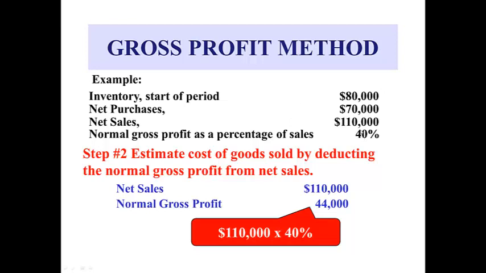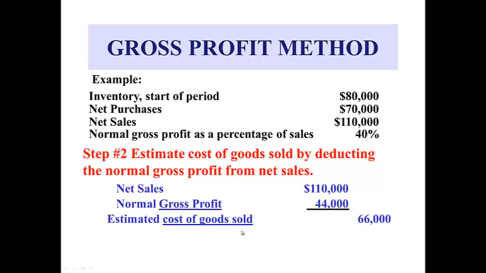So what we know is that 40% of the sales is gross profit. The other 60% is the cost. So in step two, we're going to take our net sales, subtract out the gross profit, which is $110,000 times the 40% to get $44,000. So that leaves our cost of goods sold as being $66,000.